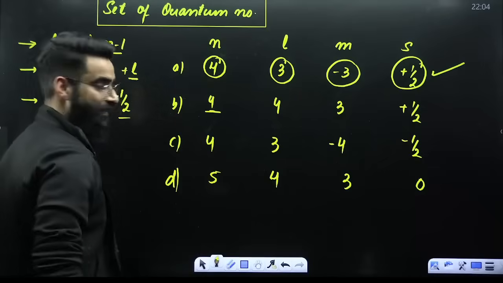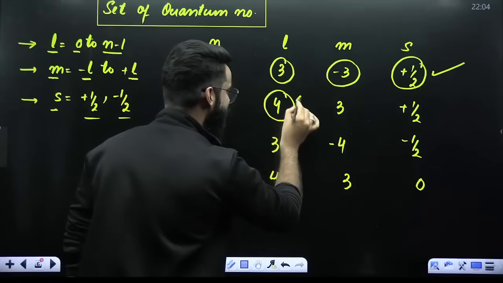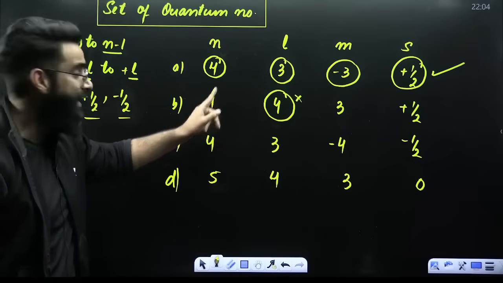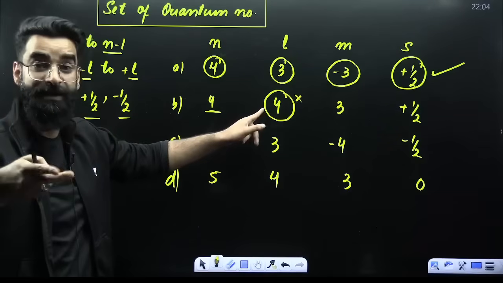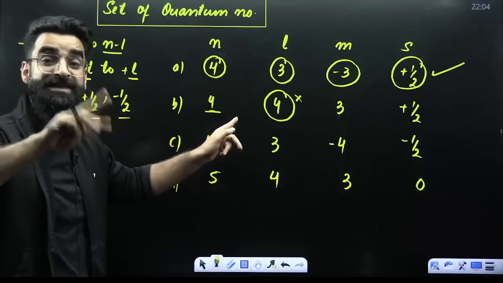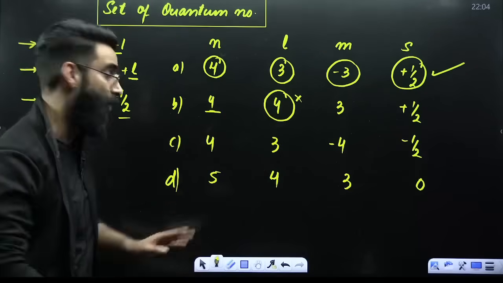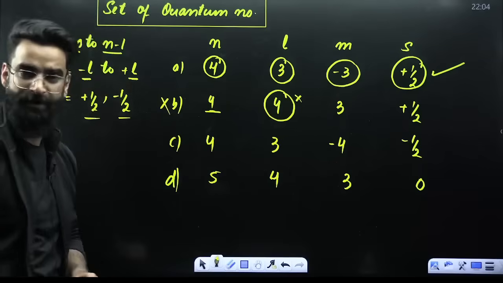N value is 4. Look at this L value here. L value is 4. Can L have the same value as that of N? No. L value is from 0 to n minus 1. 0 to 4 minus 1. That means 0 to 3. So 0, 1, 2, 3 are the permissible values of L over here. So this set of quantum numbers is not possible.